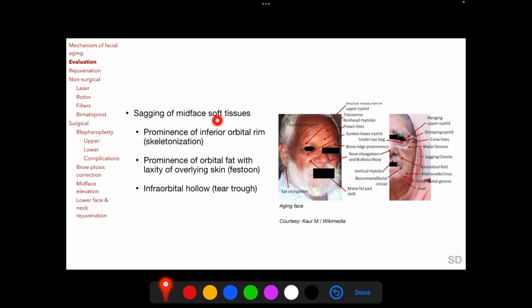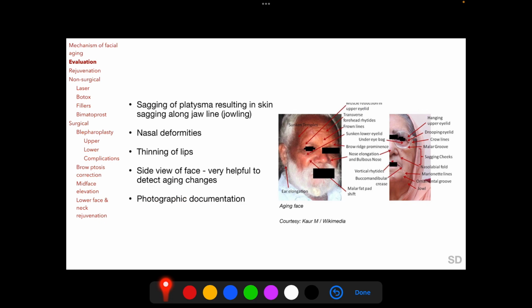Sagging of midface soft tissues, which include prominence of inferior orbital rim, which is also called skeletonization, prominence of inferior orbital fat with laxity of the overlying skin, also called festoon, and infraorbital hollow, also called tear trough, beneath the festoon. Sagging of platysma in the neck region resulting in skin sagging along the jawline, which is also called jowling.